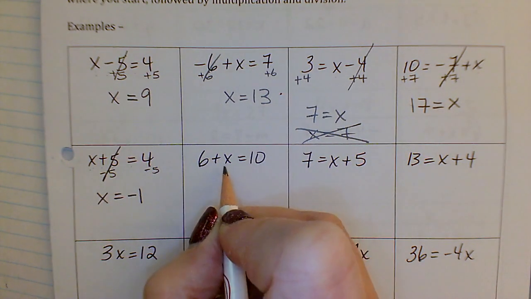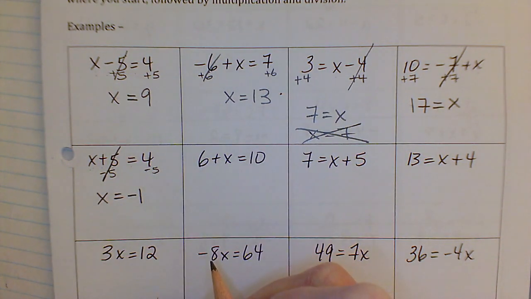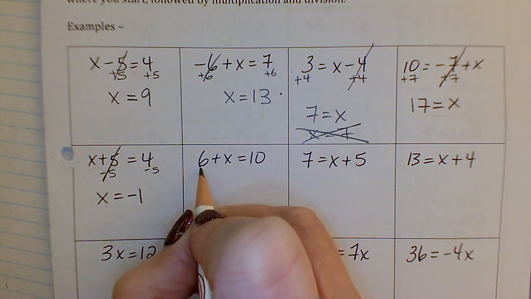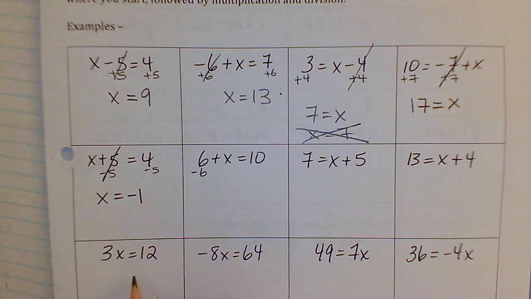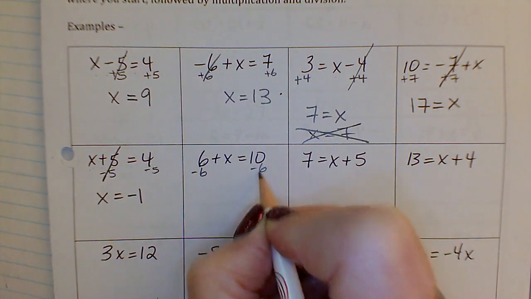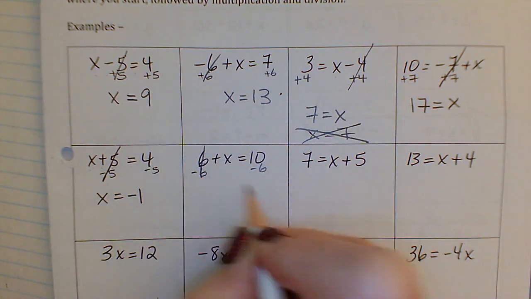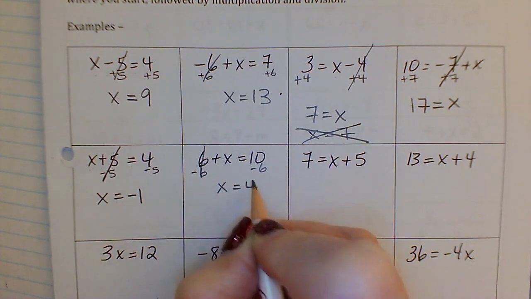Now x is in the second position on that left-hand side. Doesn't change what it is. I need to still get rid of the 6, subtract off the 6. What I do to one side, I must do to the other. I go left to right now. X equals 4.